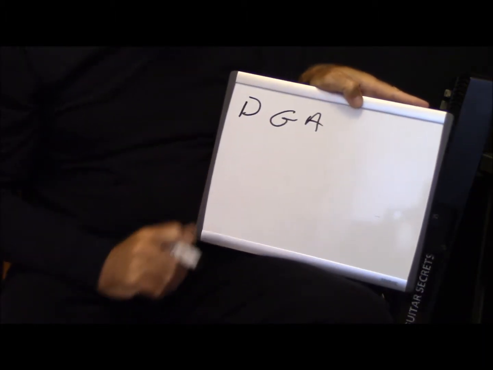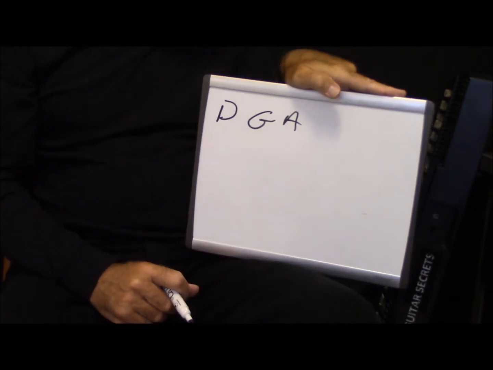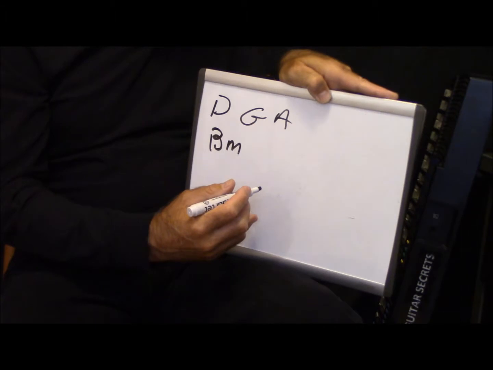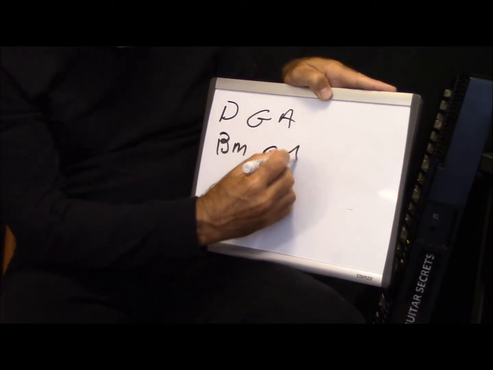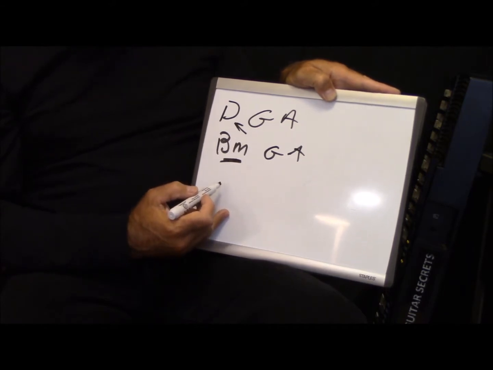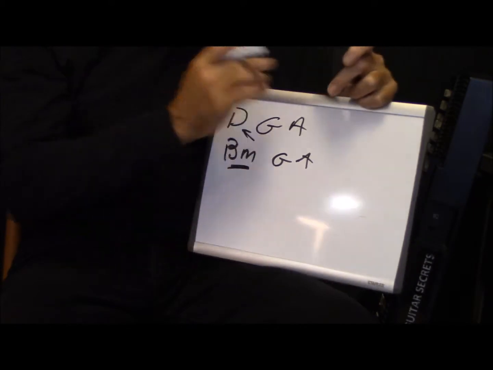That's a 1, 4, 5 progression in the key of D major. And then the next progression is B minor, G, and A. That is the relative minor to D major. So then I move to different keys. So this is how we make the major scales once again.